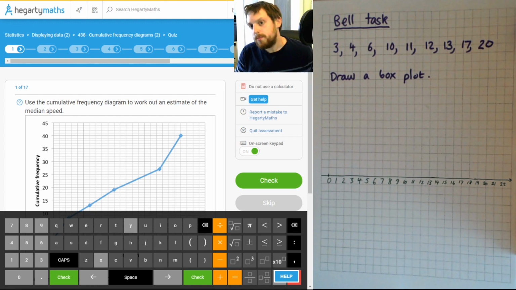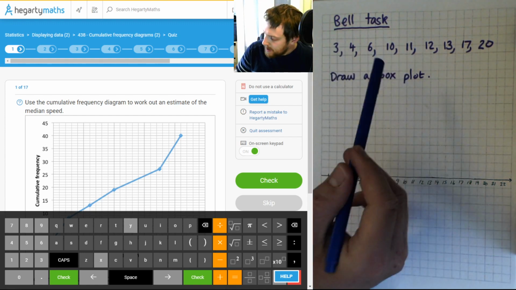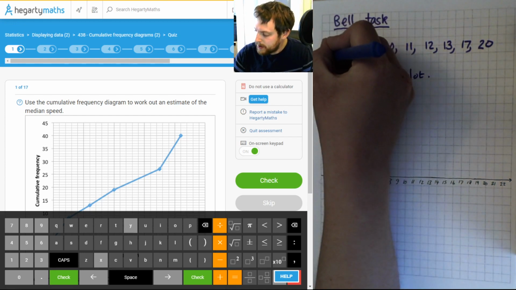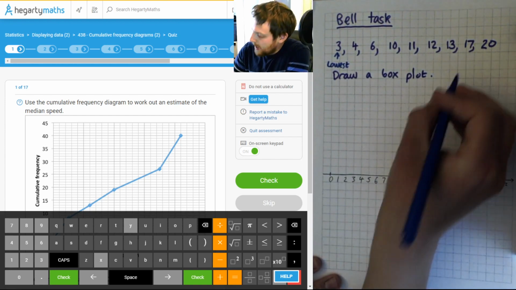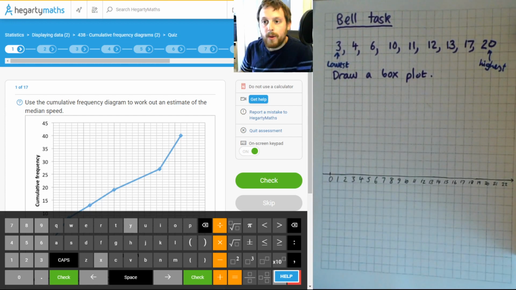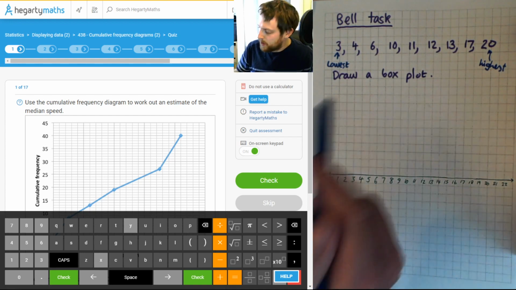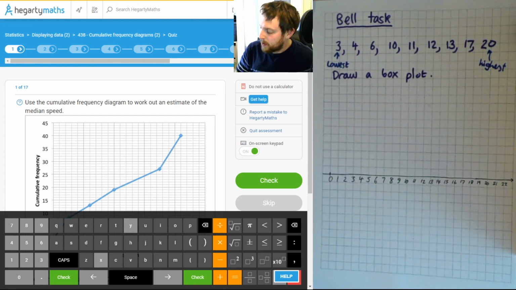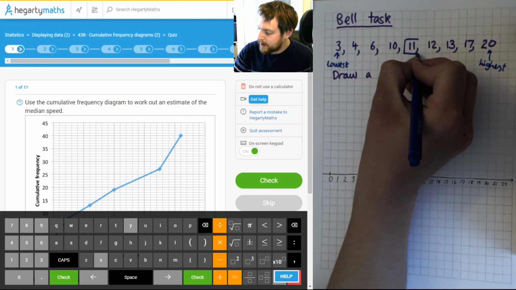Right, so what you need is the lowest one, the lower quartile, the median, the upper quartile, and the highest one, okay? So here's the lowest, this one's already done for us, right? That's the lowest. And this is the highest. And we need to work out what the median is. Now there's only 9 numbers and we should be pretty good at this now. We would cross off till we get to the middle, and of course that's going to leave us with 11 as the median.